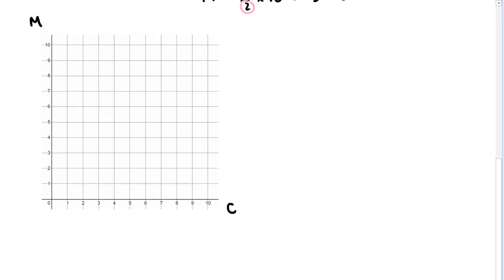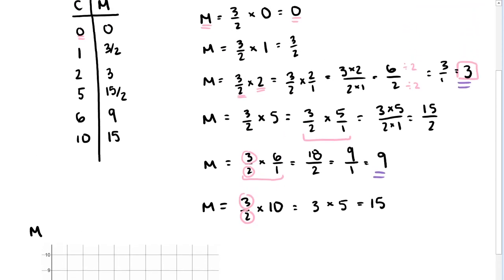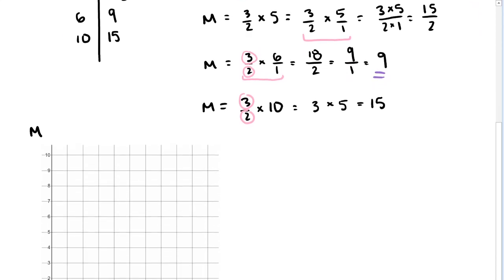Right, so let's look at one pair. And so let's plot this point. So this point says 0 for c, 0 for m, and together that forms this point here.